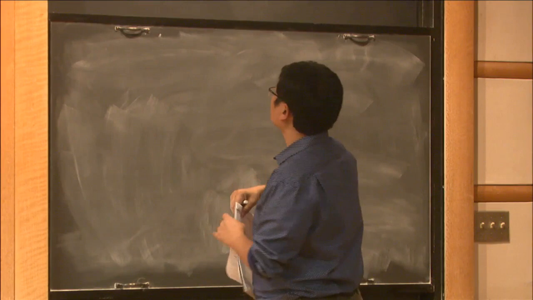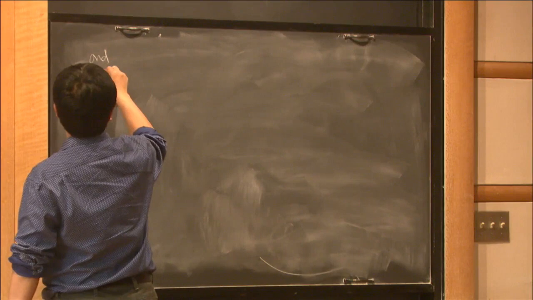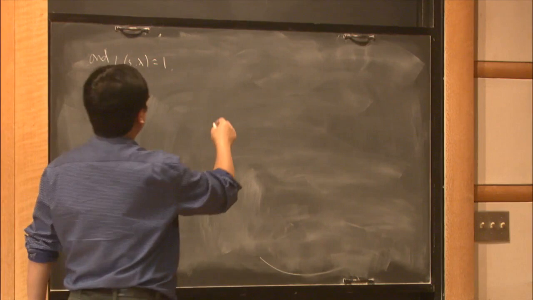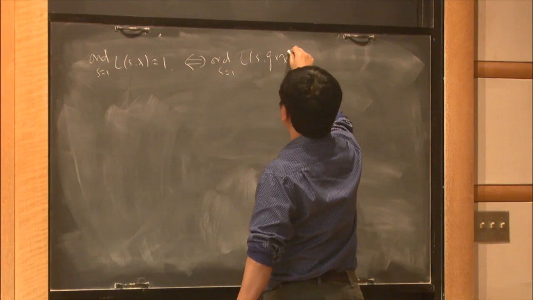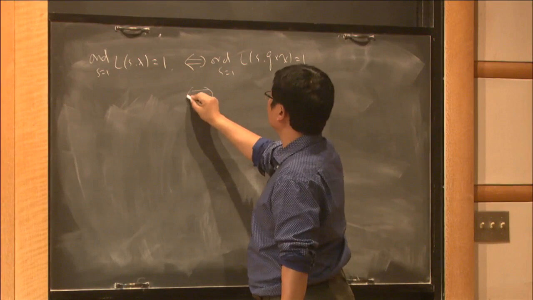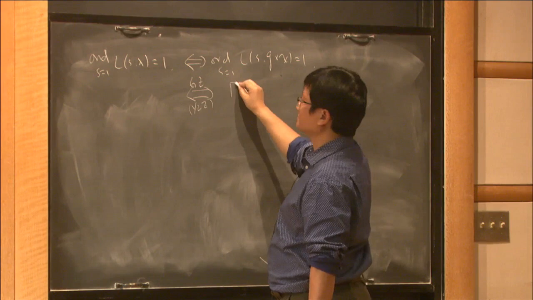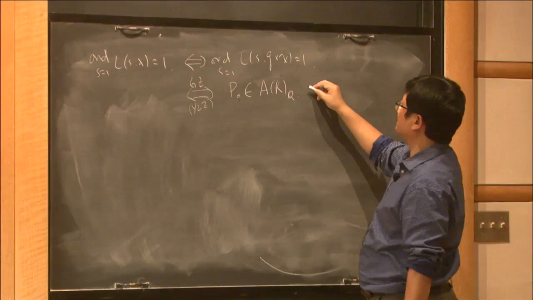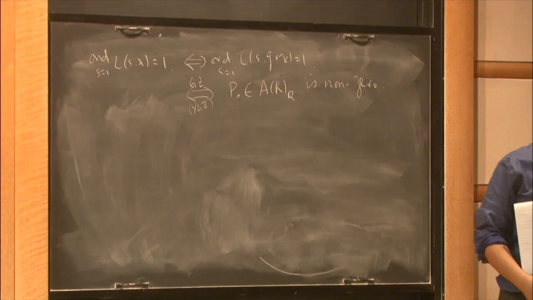Okay, now let's recall our situation. We want to prove this vanishing order, ord_{s=1} L(s, lambda) equals 1, right? This is the L-series of E. But this is equivalent to the vanishing order of L(s, G cross chi) being 1, because this equals this one times something with non-vanishing central value. And by the Gross-Zagier formula, proved by YZZ, we know this P0 belongs to AK tensor with Q. So you want this to be non-zero. So our goal is just to try to prove this Heegner point is non-trivial.